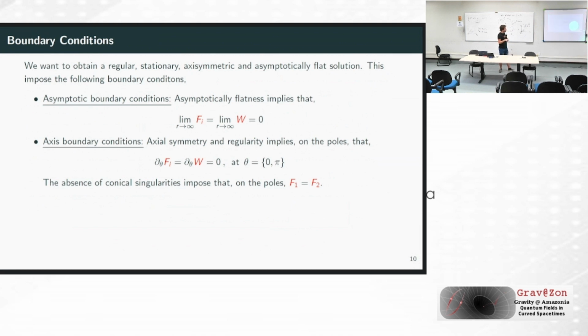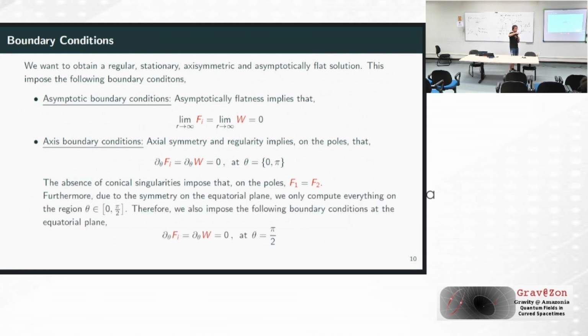This is not a boundary condition that we impose technically on the solver, but it's something that you can use to see if the solutions are good or not. Then, since there is a Z2 symmetry on the equatorial plane, so the north hemisphere of the solution is the same as the south hemisphere, you can compute everything only in the region between the pole and the equatorial plane, and then you just say that the rest will be equal. And you also have to impose, in that case, the boundary condition at the equatorial plane that the theta derivative of the functions must be equal to 0 at the equatorial plane.